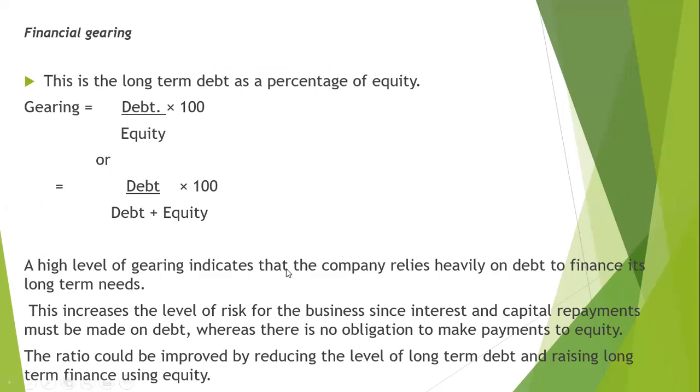A high level of gearing indicates that the company relies heavily on debt to finance its long-term needs. This increases the level of risk for the business since interest and capital repayment must be made on debt, whereas there is no obligation to make payment to equity. So as we discussed, it shows what is the risk involved in debt financing. The ratio could be improved by reducing the level of long-term debts and raising long-term finance using equity. So that is the ways of reducing your leverage.